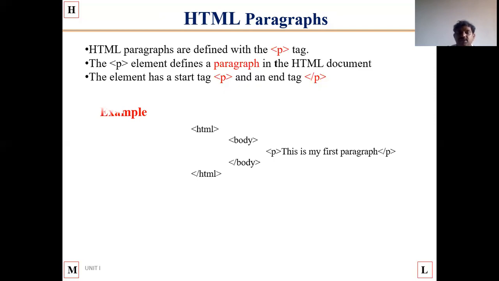Throughout HTML, throughout the web technologies, we have to use tags, an opening tag and a closing tag. In the tags itself, we have to write the program. The opening tag is P and the closing tag is slash P, and then closing with the slash body tag, and we have to run the program. It shows this is my first paragraph in the browser. Output is: This is my first paragraph.